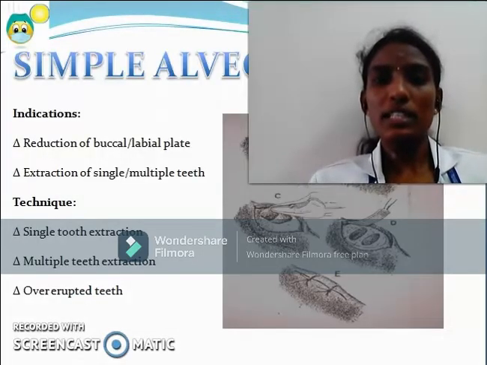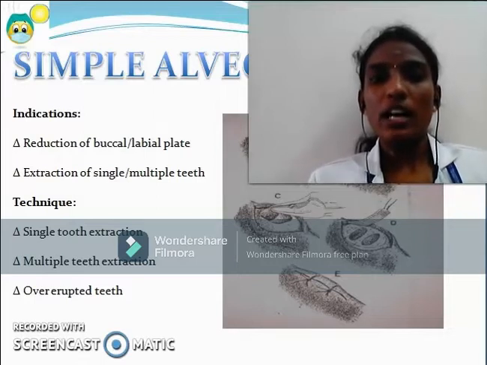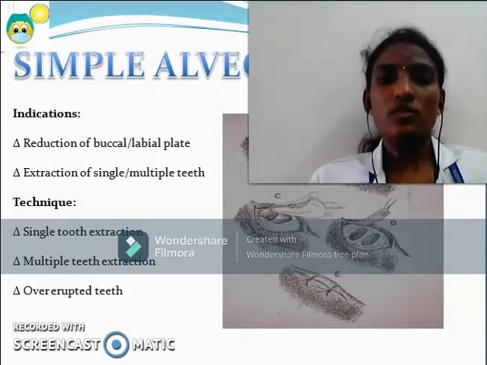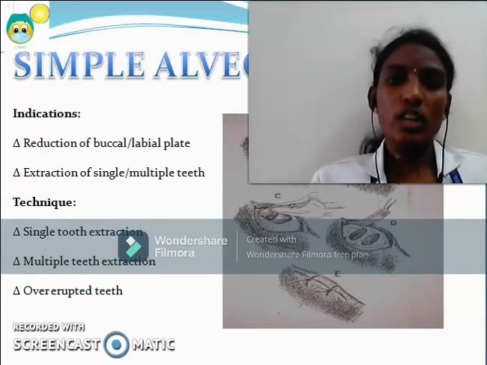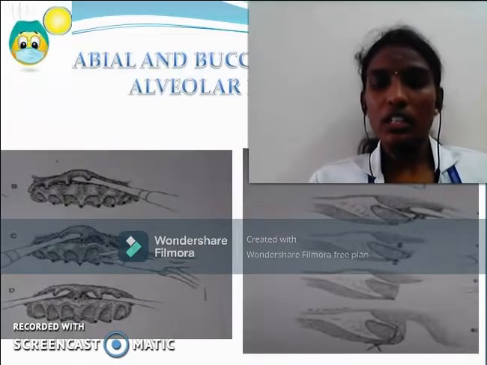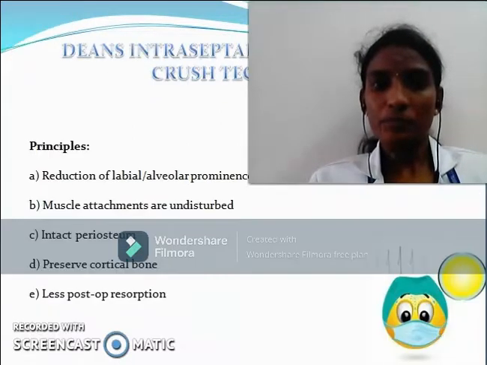Simple alveoloplasty is indicated for reduction of the buccal and labial plate, and in extraction of single and multiple teeth. This technique is used in simple tooth extraction and multiple tooth extraction over erected teeth. Next, labial and buccal cortical alveoloplasty.